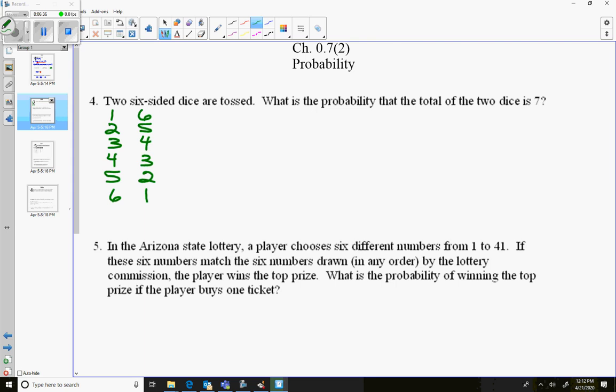So how many different ways are there to get what we want? 6. So for the probability of this 7, there are 6 ways of getting what we want. How many total things do we have in our sample space? How many total possibilities are there? Well, there's 2 6-sided dice. Then our sample space will be 36 elements. So probability of getting a 7 would be 6 out of 36, which reduces to be 1 out of 6.